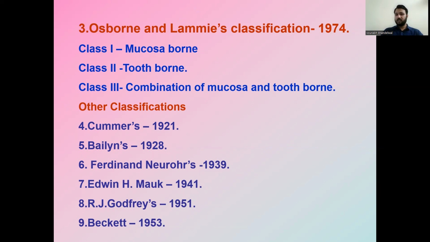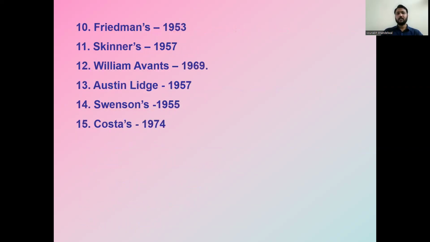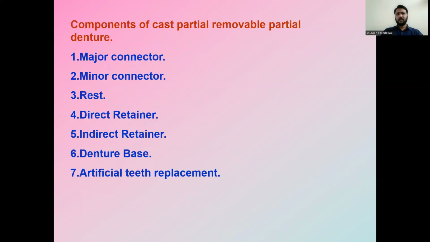And the other classifications are also there, like Commerce classification, which is based on the position of the direct retainers, given in 1921, then Bellins in 1928, then Ferdinand Neurons in 1939, then Edwin H. Mock in 1941, R.J. Godfrey 1951, Beckett 1953, then Friedman's 1953, Skinner's 1957, William Evans 1969, Austin Leach 1957, Swenson's 1955, Costa's 1974. So there are many classifications, but what we usually follow is Kennedy's classification because it is easy to understand.